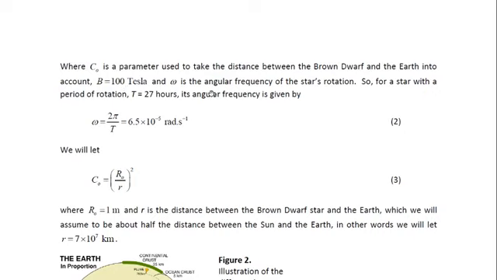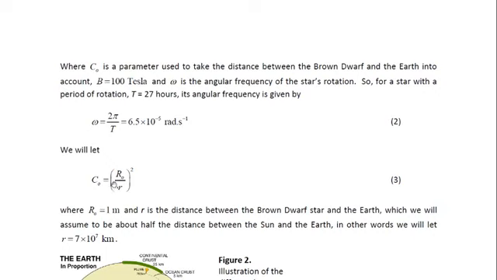Omega is the angular frequency due to the star's rotation. So for a star with a period of rotation of 27 hours, and usually these objects are fast rotators, and that goes along with the increased angular momentum. Then its angular frequency would be 2 pi over T, where T is the period, and we set that to be 27 hours. And that gives us omega, the angular frequency, as 6.5 times 10 to the minus 5 radians per second.